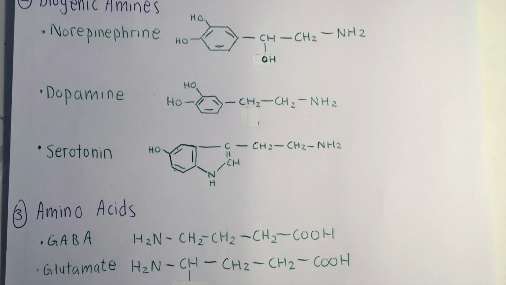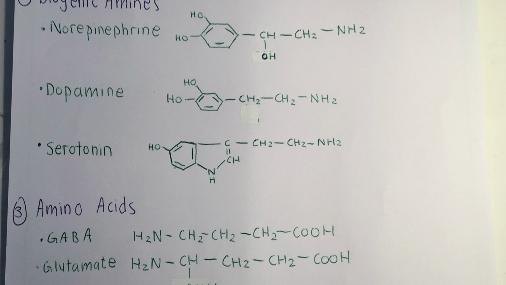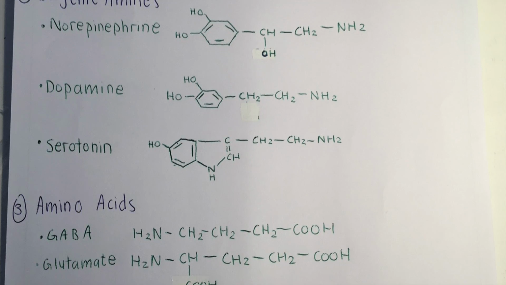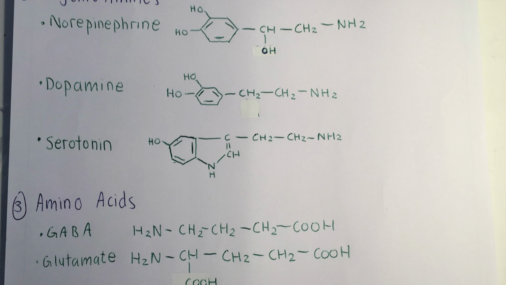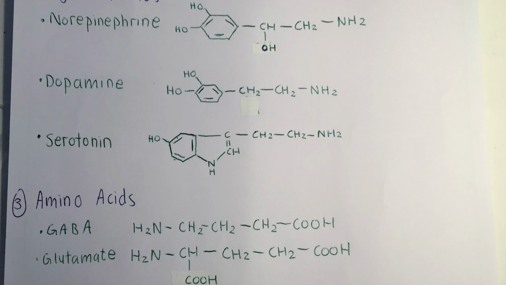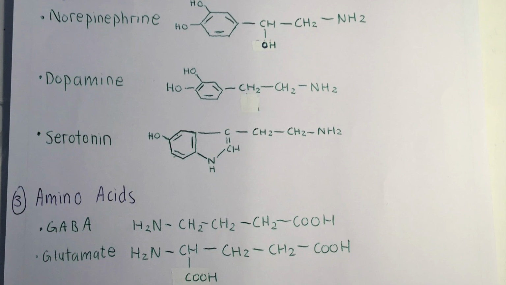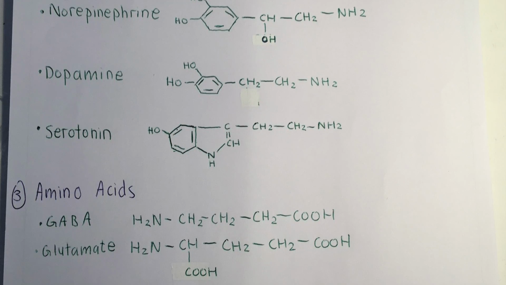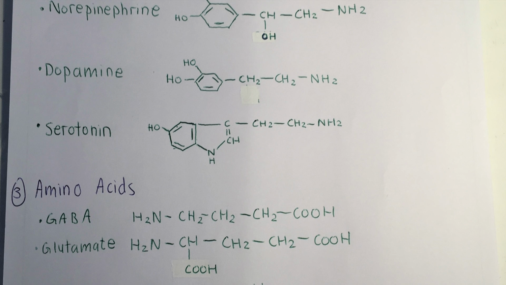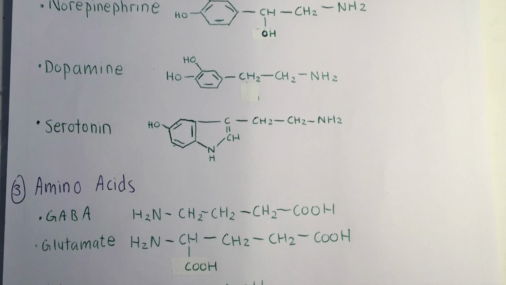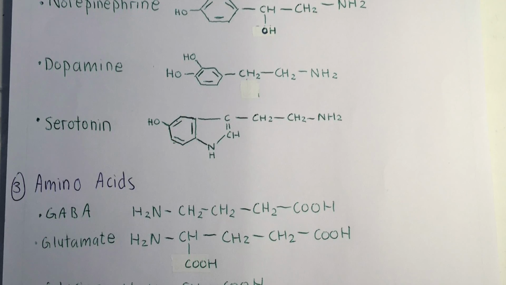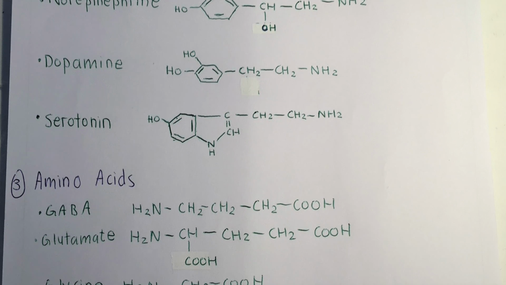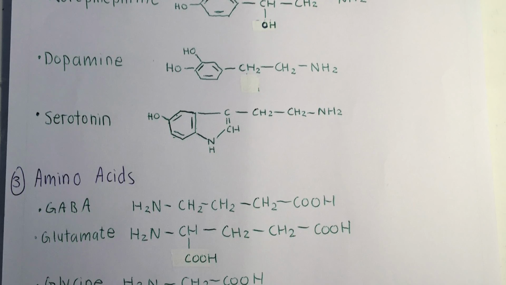Gamma-aminobutyric acid, or GABA, appears to be the neurotransmitter at most inhibitory synapses in the brain, and it produces IPSPs by increasing the permeability of the postsynaptic membrane to chloride ions. Glutamate is an excitatory transmitter in the brain. Glycine acts as an inhibitory transmitter in the central nervous system outside of the brain.